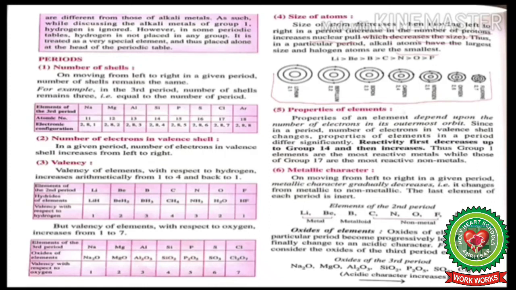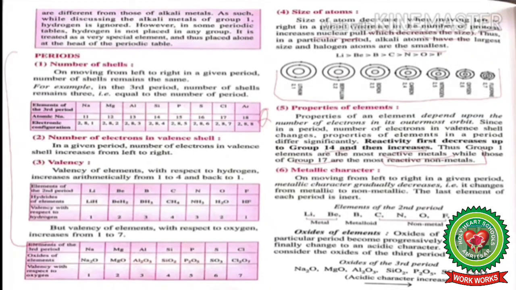Next is properties of elements. Properties of an element depend upon the number of electrons in its outermost orbit. Since in a period number of electrons in valence shell changes, properties of elements in a period differ significantly. Reactivity first decreases up to group 14 and then increases. Thus, group 1 elements are the most reactive metals while those of group 17 are the most reactive non-metals.